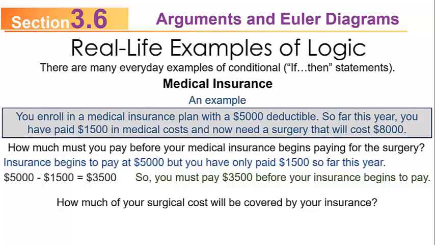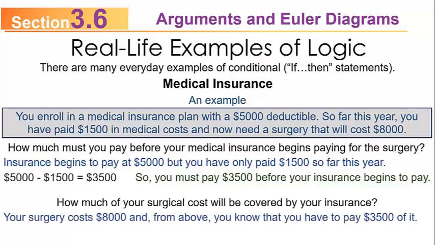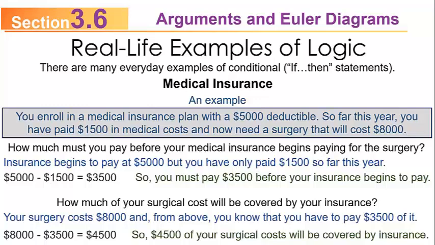How much of your surgical costs will be covered by your insurance? Well, think about it. Your surgery cost $8,000, and from the calculation we just did, you know that you've got to pay $3,500 of it. So $8,000 minus $3,500 is $4,500. So $4,500 of your surgical costs will be covered by the insurance. You'll be responsible for the rest.